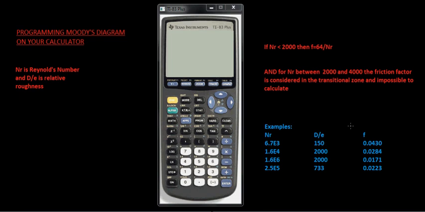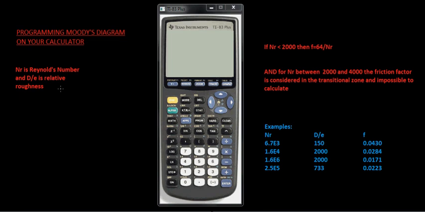First thing is you have to know that NR, whenever I use NR, I'm referring to the Reynolds number. And when I do D over epsilon, this is called the relative roughness, and I think it's on the right part of your graph, the Moody's diagram, on the y-axis.